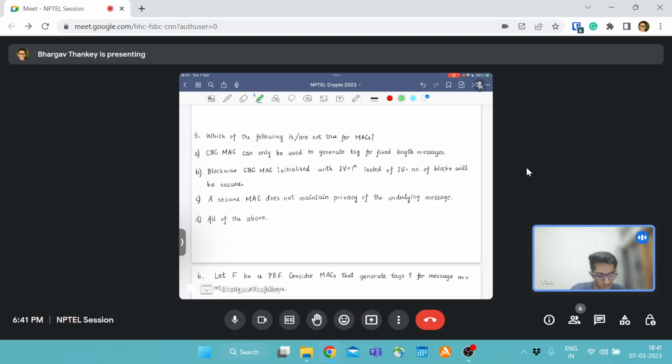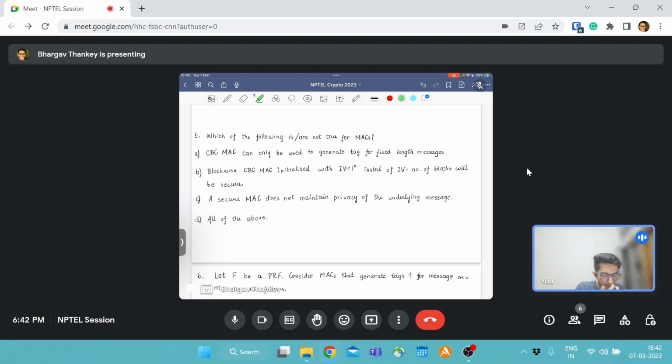Okay, so let's go over this option by option. CBC MAC can only be used to generate tags for fixed length messages. Well, no. CBC MAC was a construction that we saw in class, where we started off with a MAC for fixed length messages and constructed a MAC for arbitrary length messages. So CBC MAC allows us to generate tags for arbitrary length messages. So option A is not true.